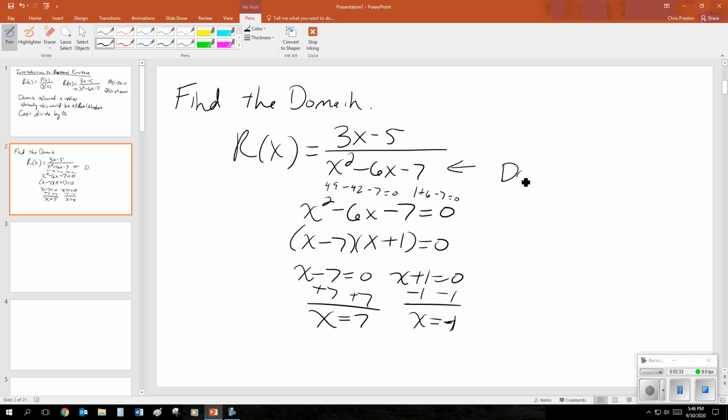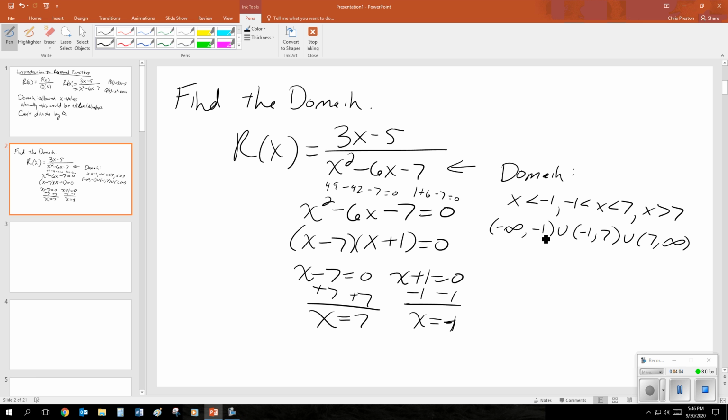So for our domain, there's two ways we could say this. We could say I want every number less than negative 1, every number between negative 1 and 7, and every number bigger than 7. That's one way I could say the domain. Or if I want to use interval notation, I can say I go from negative infinity to negative 1, union negative 1 to 7, union 7 to infinity, and I just skip over those negative 1s and 7s. I come right up to them but don't quite touch them, skip over it, move up to the next one, skip over it, move on.